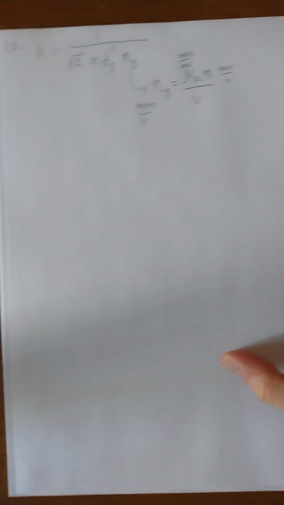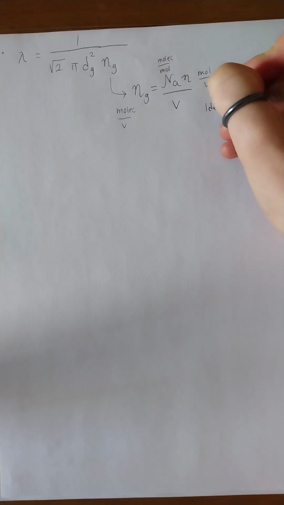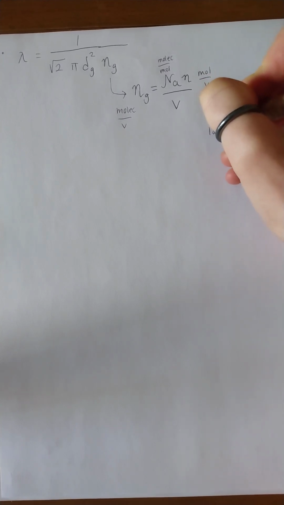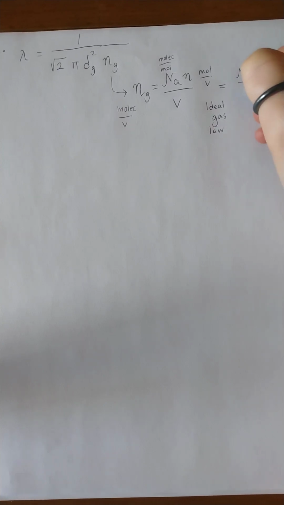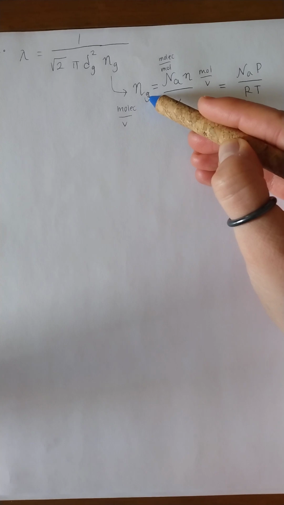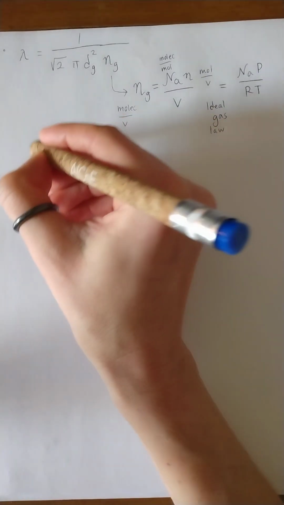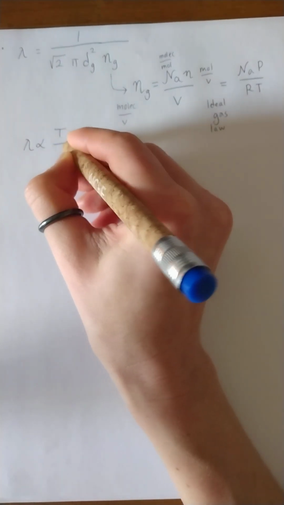That N over V we can get from the ideal gas law. N over V equals P over RT. And so this is a combination of factors then that gives us our molecular concentration in the denominator here. What this means then is that the mean free path is proportional to temperature and inversely proportional to pressure.